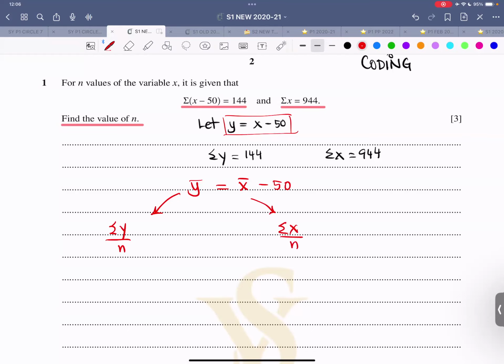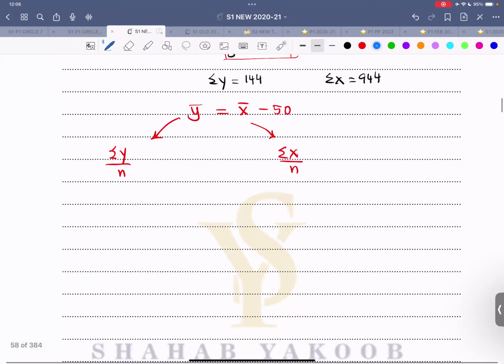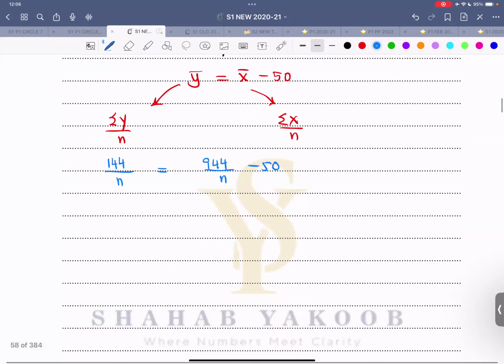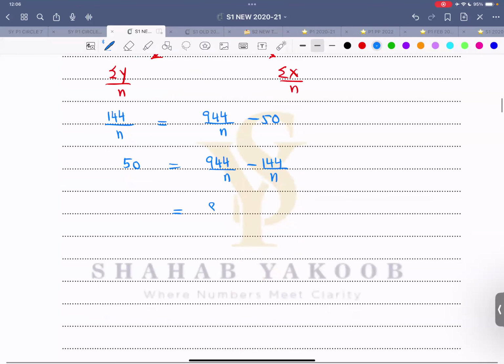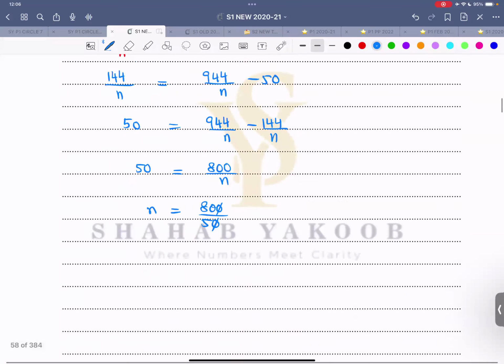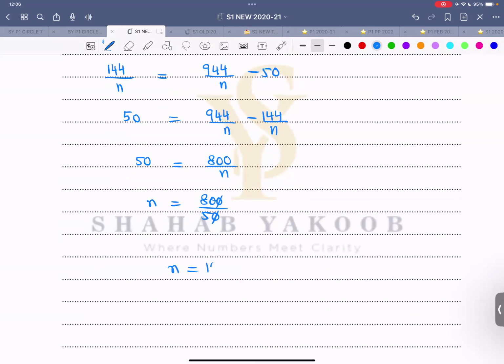So let me write down the values. So y bar is 144 divided by n. That is x bar, which is 944 over n, minus 50. So let's take 50 to the other side. 50 equals 944 over n minus 144 over n. So 944 minus 144, that is 800 over n, is 50. And n comes out to be 800 divided by 50. The zeros cancel out. And therefore, n comes out to be 16.